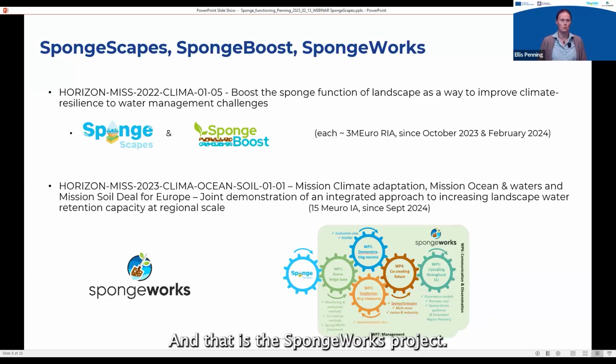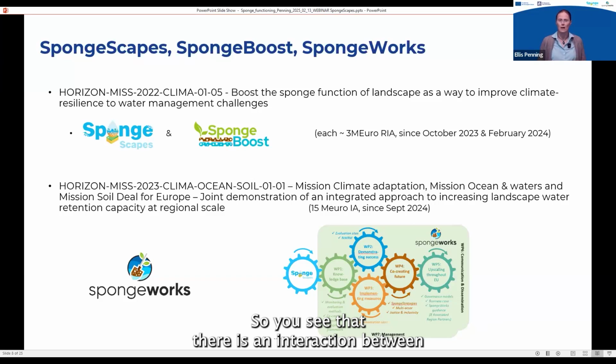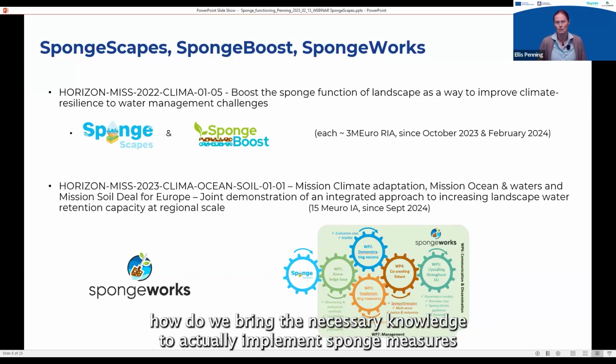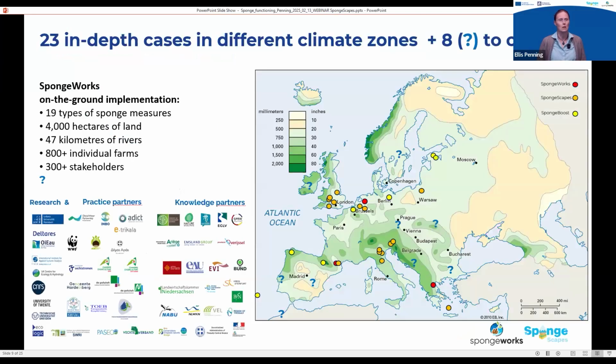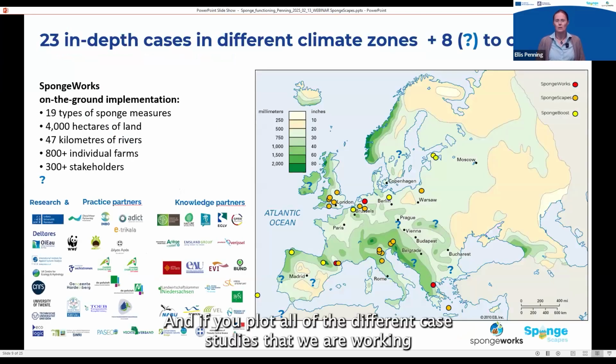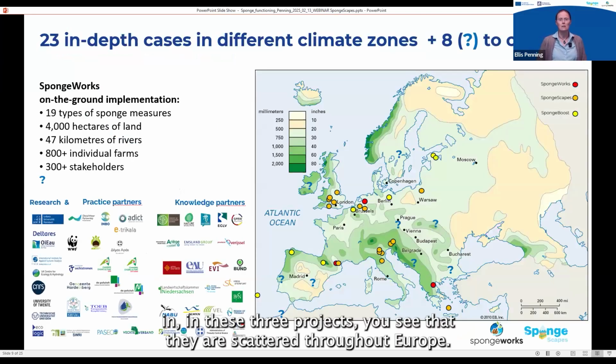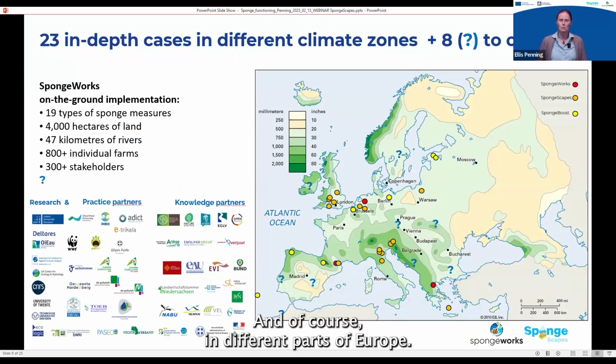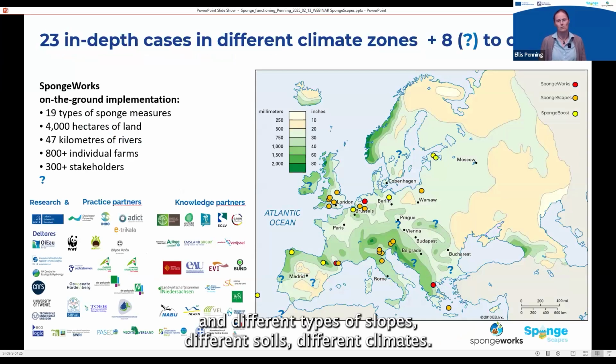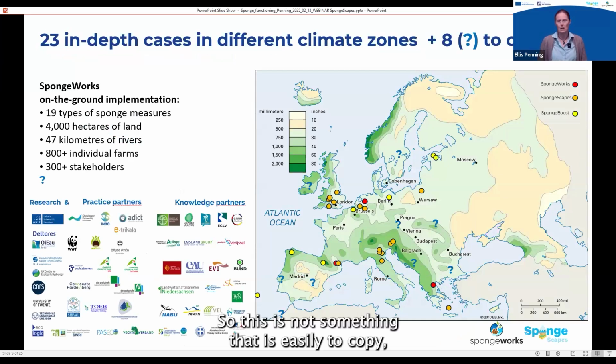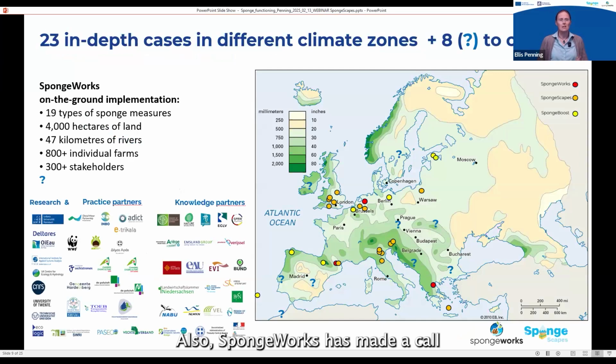And that is the SpongeWorks project. So you see that there is an interaction between how we bring the necessary knowledge to actually do this in the field. And if you plot all of the different case studies that we are working on in these 3 projects, you see that they are scattered throughout Europe. And of course, in different parts of Europe, we have different types of landscapes and different types of slopes, different soils, different climate. So this is not something that is easy to copy, but we can really get inspired by each other.